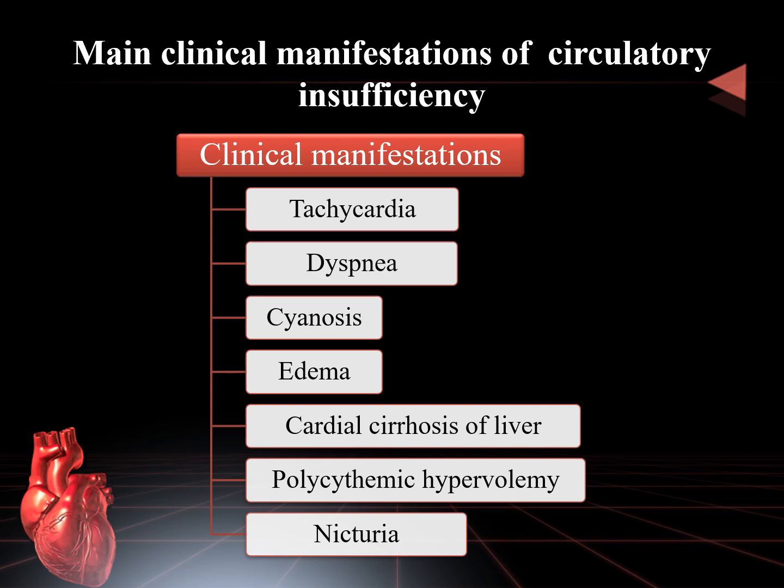Edema, the main sign of circulatory insufficiency. In right ventricular failure, fluid accumulates in the lower parts of the body, and in left ventricular failure, pulmonary edema develops. Cardiac cirrhosis is characteristic for right ventricular failure. It is manifested by functional disorders of the liver and portal hypertension. And polycythemic hypervolemia. Circulatory hypoxia compensatorily leads to the acceleration of hematopoiesis and an increase in the circulating volume of the blood. And at last, nocturia.